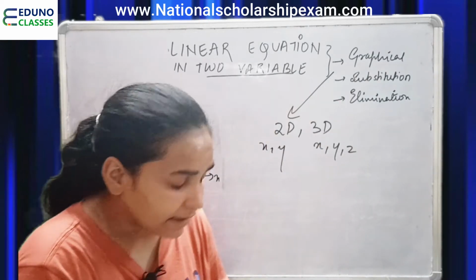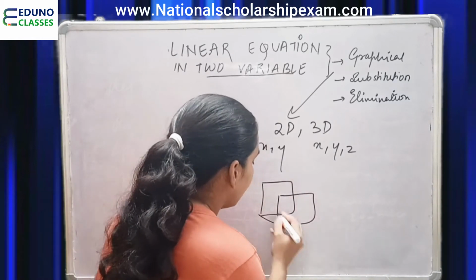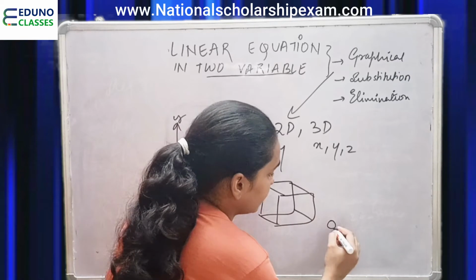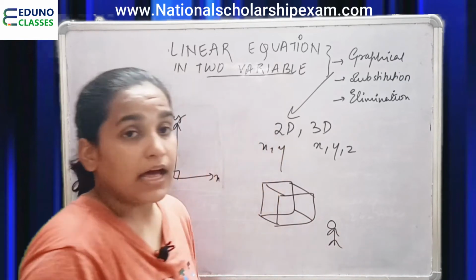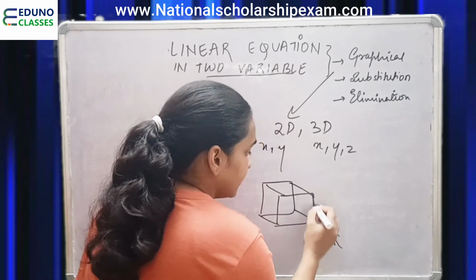Now what is a 3D graph? Here you have a cube. Suppose you are standing at one corner. Now what can you see through this corner? You can see this dimension.